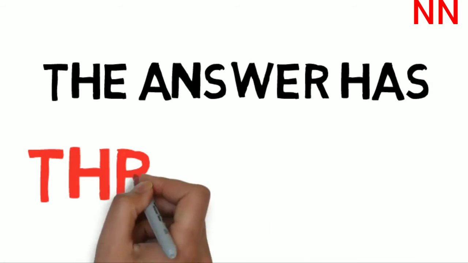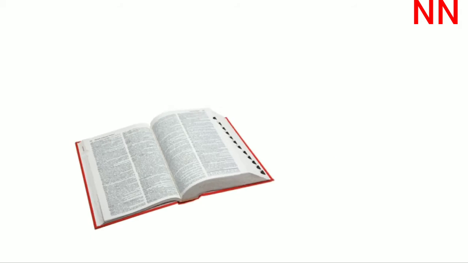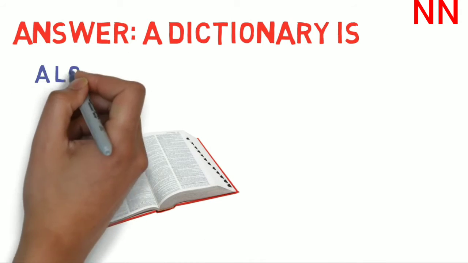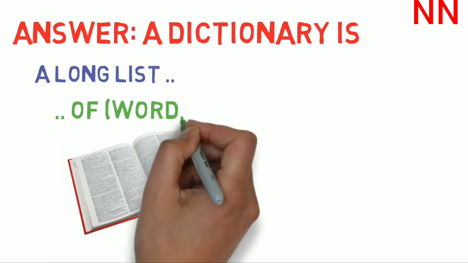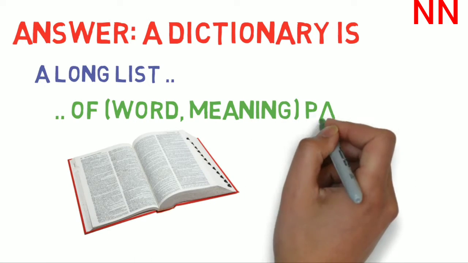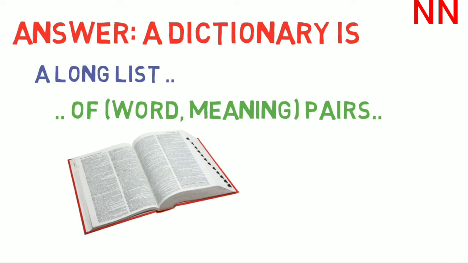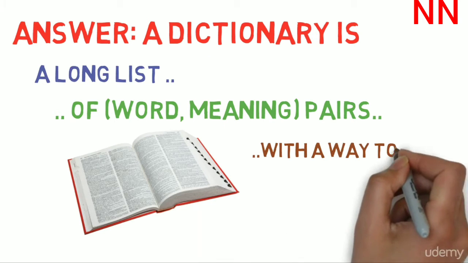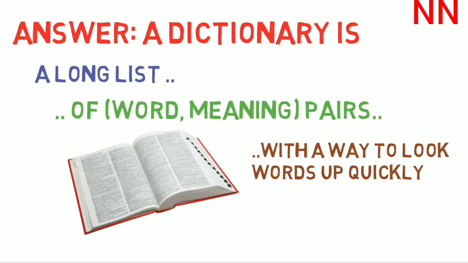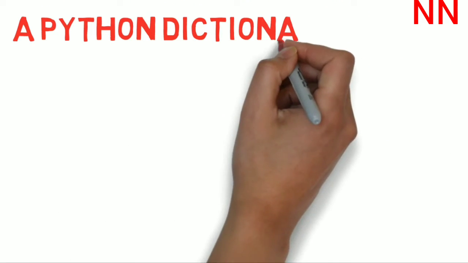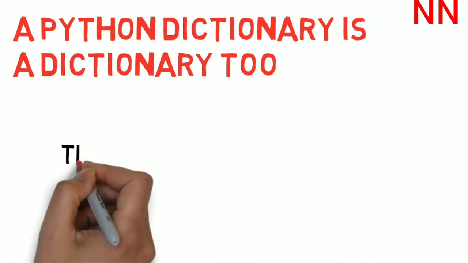What is a dictionary? The answer to this question has three parts. A dictionary is a long list. Just like any dictionary of old, it's a long list of word meaning pairs. Dictionaries also have a way to look up the meaning of a word very easily. A Python dictionary is a dictionary as well.